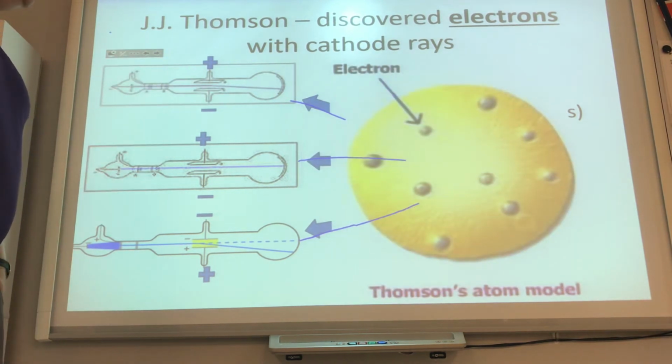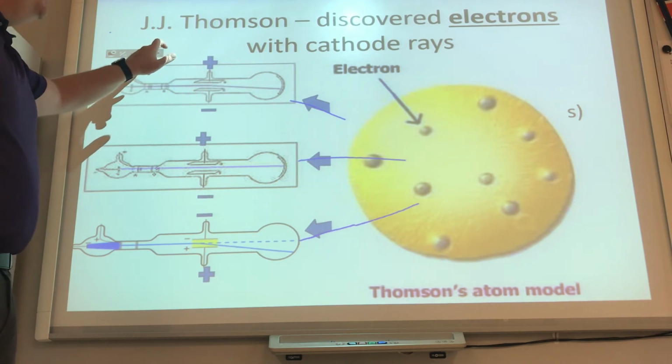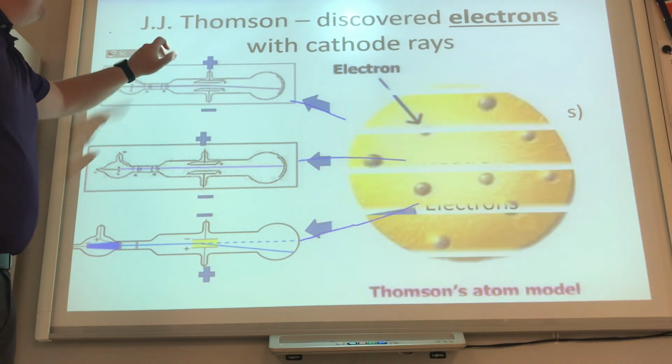Then, Thomson's model looked like this. Kind of looks like a chocolate chip cookie. All right? He said this is the atom. The electrons are just negative spots stuck into it like chips in a chocolate chip cookie. Not the best model, but it was very good for that time. All right?